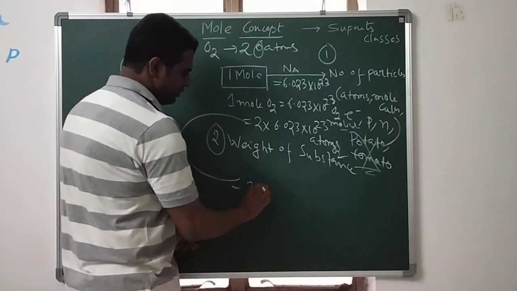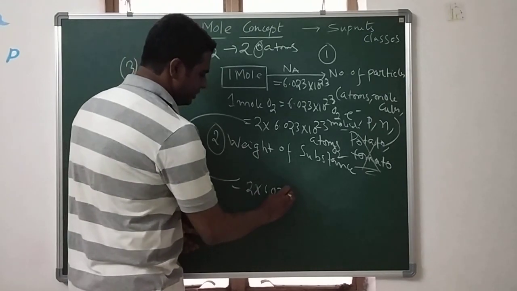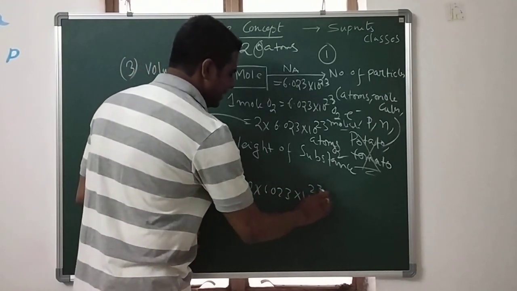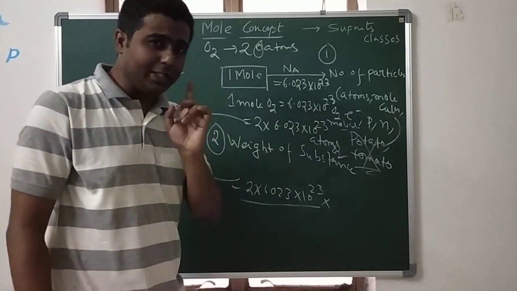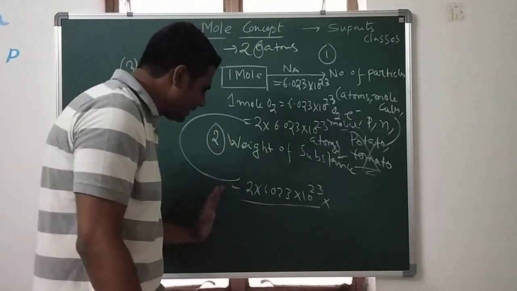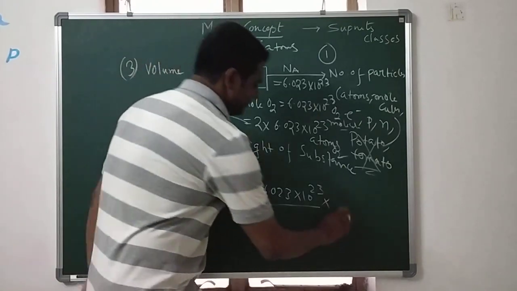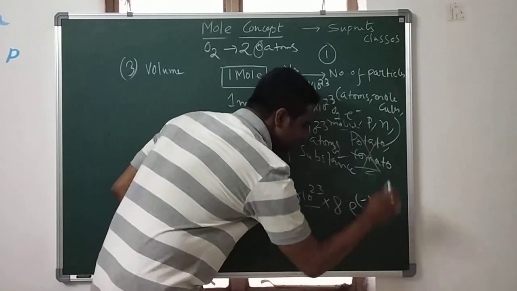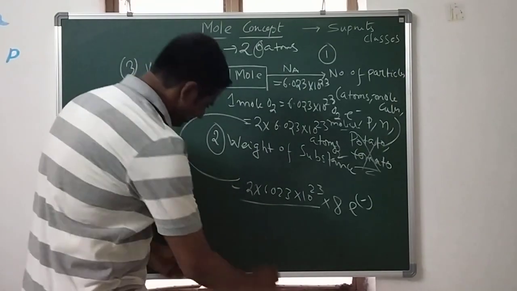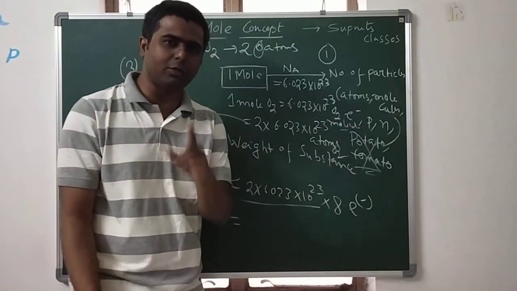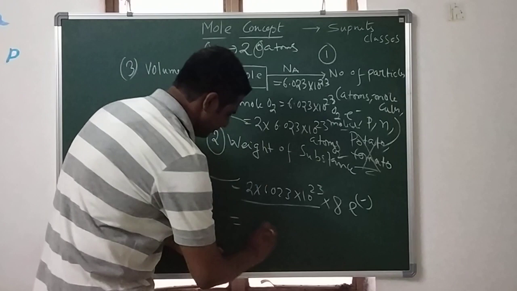It is 2 into 6.023 into 10 to the power 23, into this much amount of atoms. In 1 atom there are 8 electrons. So this much amount of atoms into 8 electrons. If somebody asks you about protons, how many protons are there in 1 atom of oxygen?